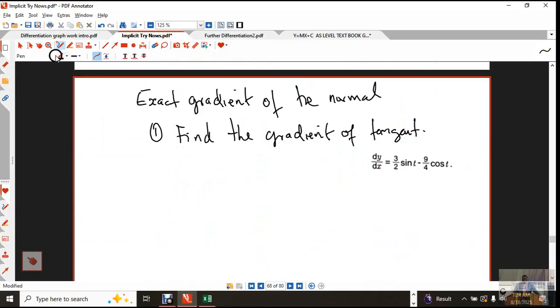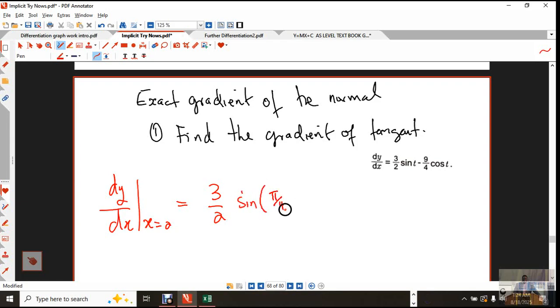This happens when dy dx is when x is equal to 2. That is 3 over 2. Then you have sine of pi over 4 minus 9 over 4 cosine of pi over 4. Okay, now there is going to be so much that you can do. You can actually use your calculator at this particular point. It's going to be 3 halves.